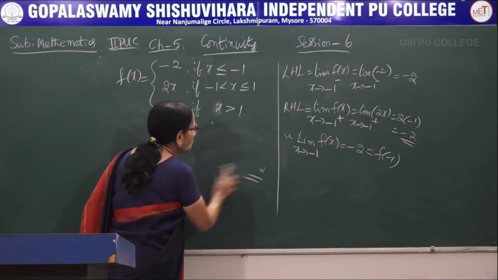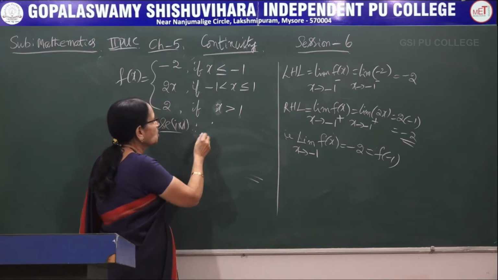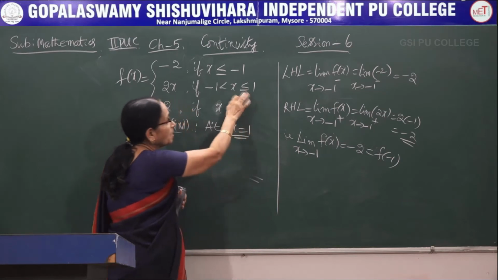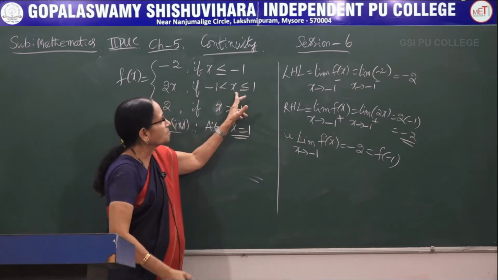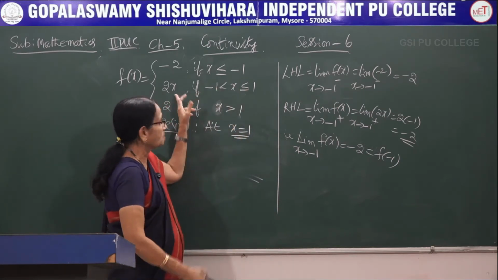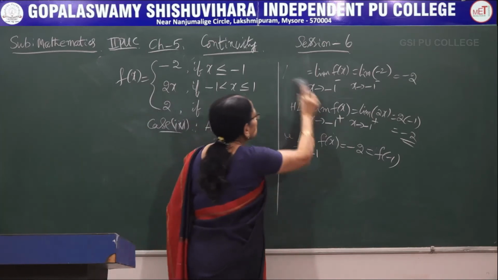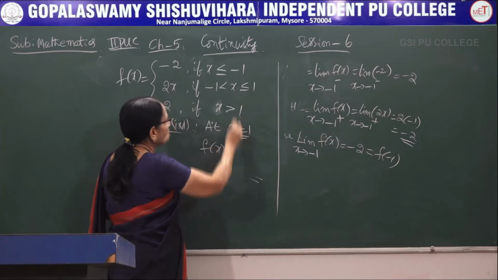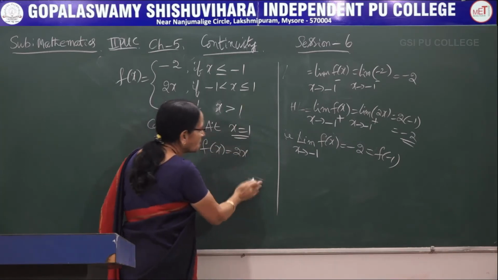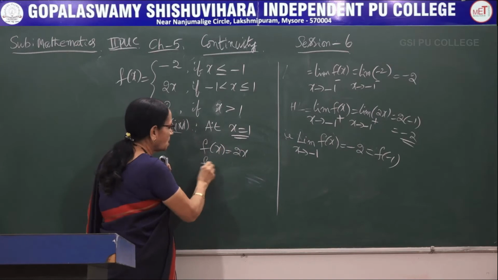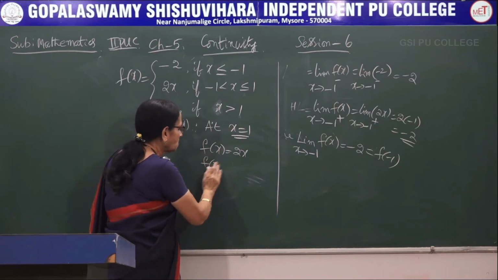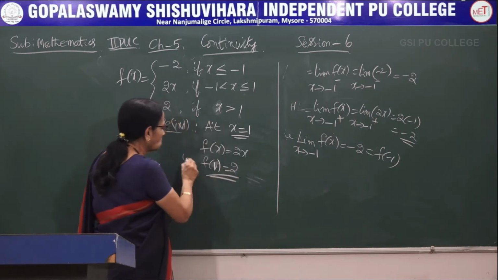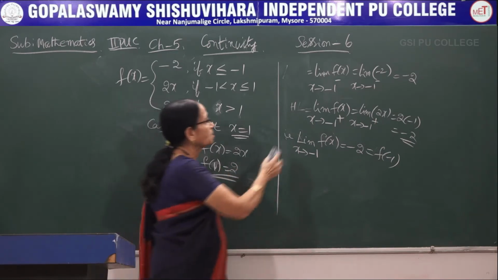Now, we discuss the fourth case. What's the remaining point? At x equal to 1. Exactly. Look here. x is equal to 1. Equality is here. Therefore, first we find the value. That is, f of x equal to 2x, but we are getting the value at exactly 1. That is f of 1. f of 1 is 2 into 1, that is equal to 2. So, this is the value of the function.